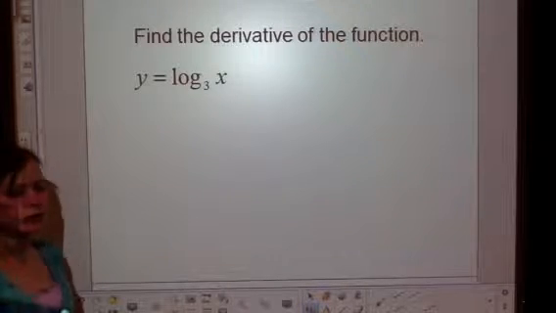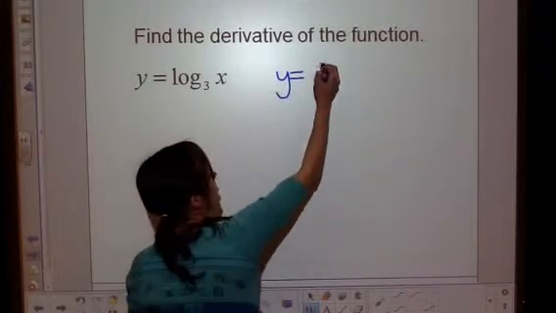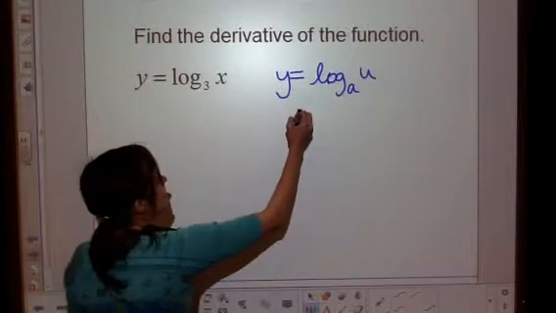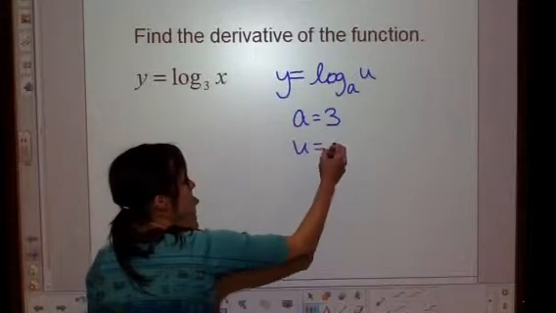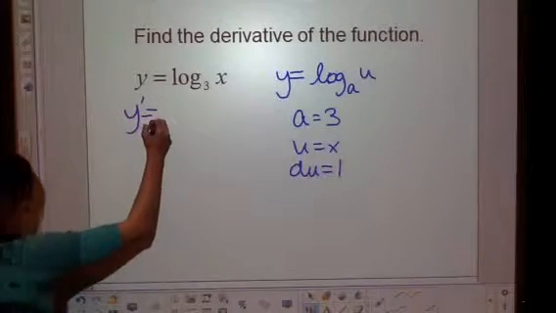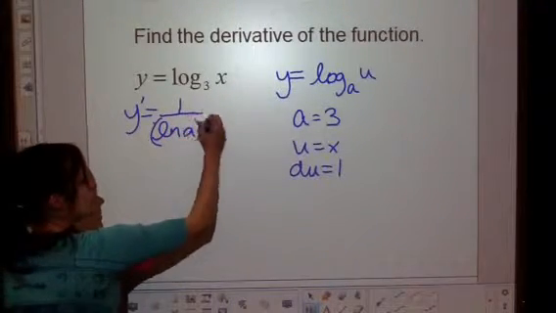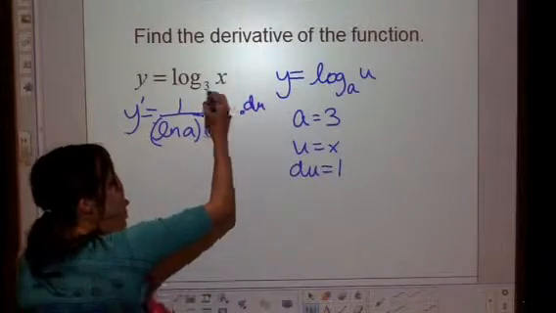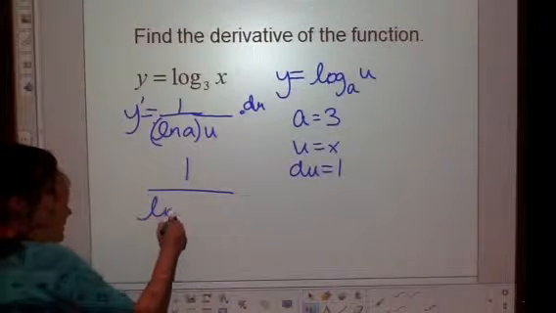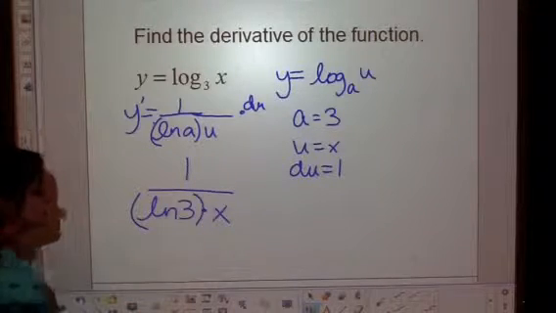Man, now it changed from exponential to logs. So we have to know our log property, which is log with the a being there and the u being there. So again, we have to state what a is, and what u is, and what du is. The derivative for a logarithm is 1 over ln a times u times du, and you can put that du on top, and I typically do. So we're going to put du on top, 1 over ln a, which is 3, times u, which is x. And I'm going to put parentheses around it. And you're done.